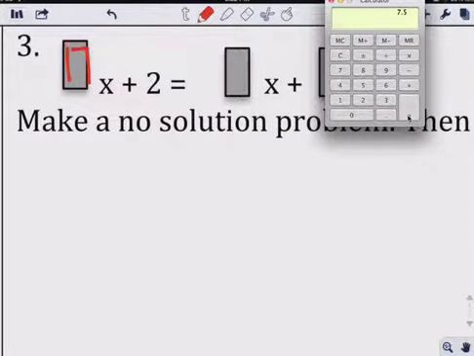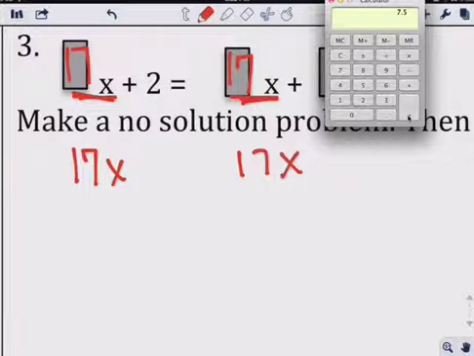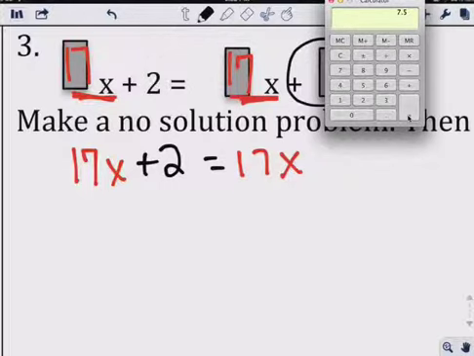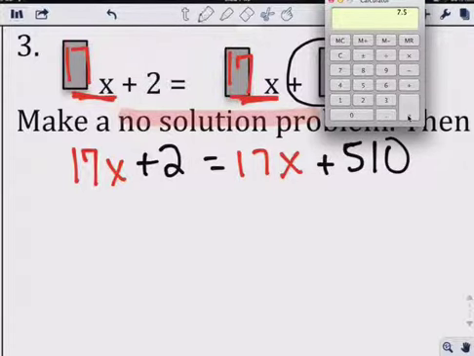If I put 17 here, I have to put 17 here. The number next to the variable, which is called the coefficient, has to be the same. I like 17x, so we're going to make 17x here for both of them. Equals, this has a plus 2, so it could be anything here but a 2 for no solution, okay? Anything but a 2, so plus, let's say, 510. Aha! Make it look hard when it's not really.